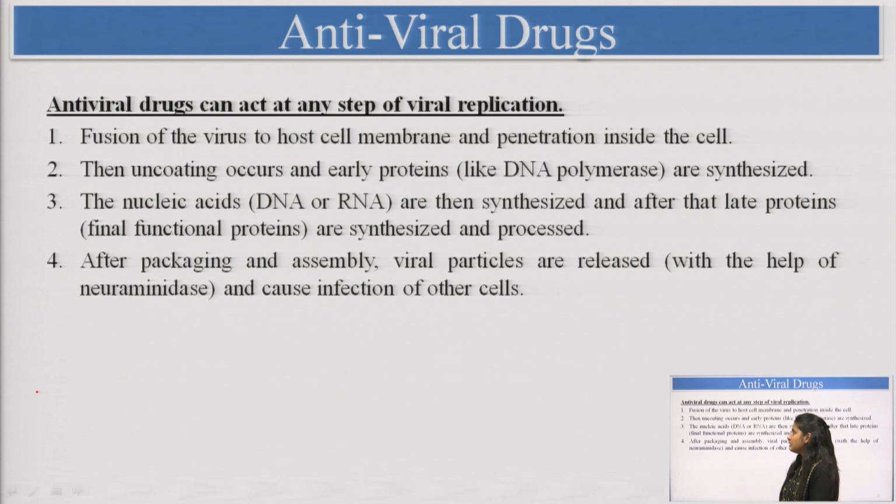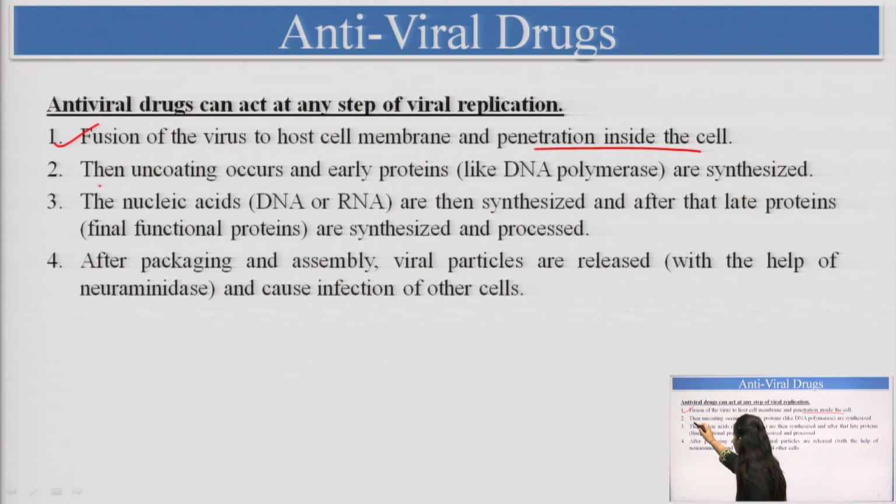Now, we will first see what the steps of viral replication are. Then ultimately, we will understand how the mechanism of the antiviral drugs works. So, the first step here is the fusion of the virus to the host cell membrane, and penetration inside the cell. The viruses have a capsid layer, and inside this capsid layer there is some genetic content, it could be DNA or RNA. So, when they penetrate inside the cell, there will be uncoating.